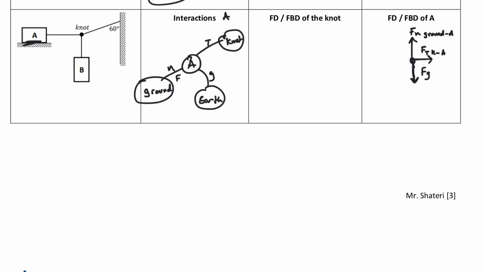And what else? Friction. So if this is being pulled here, it's going to try to go this way, but the surface is going to resist that movement and move it to the left. So it's going to be a force in this direction. That's going to be the force of friction from ground to A.